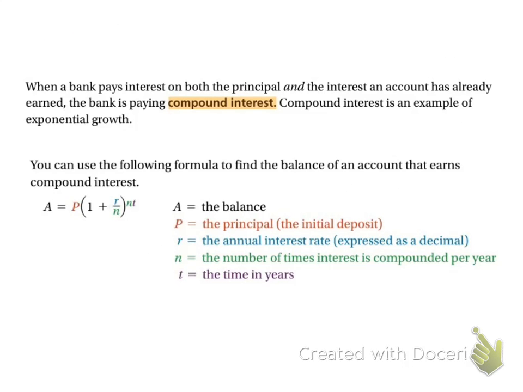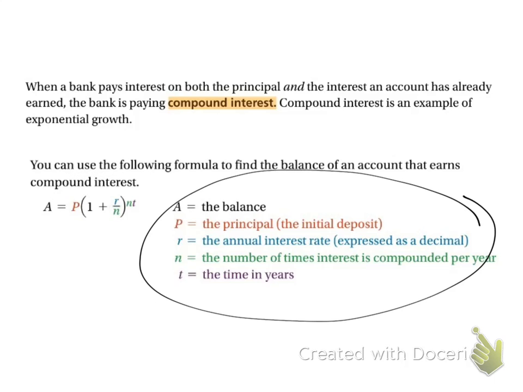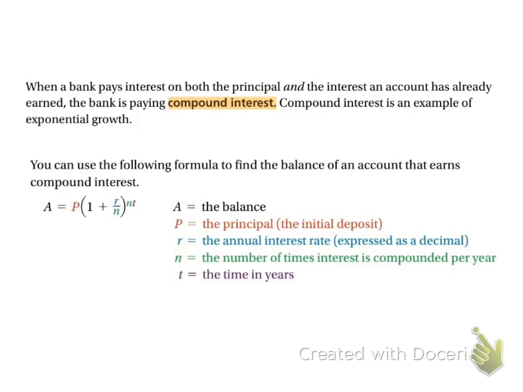Okay, now we're going to talk about compound interest. So if you keep money in a savings account, you earn interest just by leaving the money in there. So this is an example of exponential growth. As you leave money in your bank account, it grows. So here's our equation, and here's the description of everything that the variables stand for. A stands for the balance, how much money we have in there at the end. P is the principal, the initial deposit. Another way you can say that is how much money you put into it.